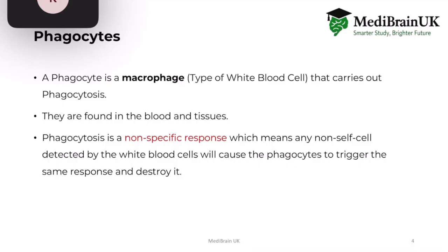Okay, so that's what phagocytes are. They're a type of macrophage found all around your body, in your bloodstream. They are part of the non-specific response, which means anything foreign that they detect, they will go and attack it, and they will cascade and trigger an immune response to get rid of it and produce your antibodies against it.